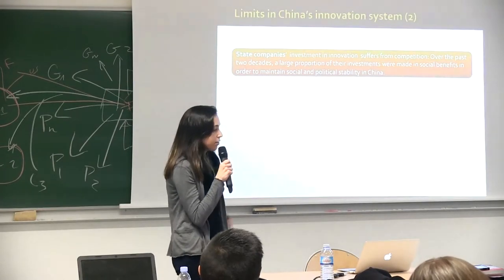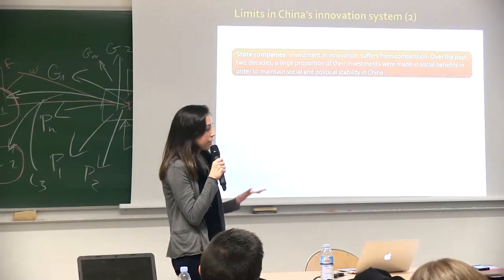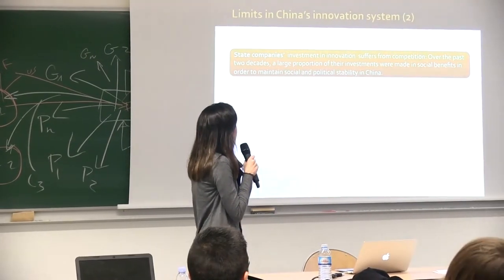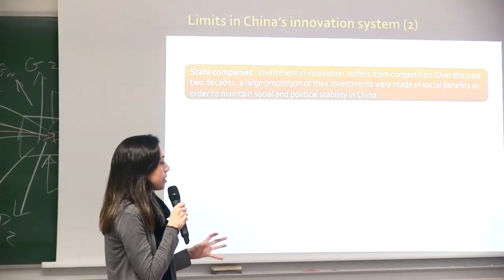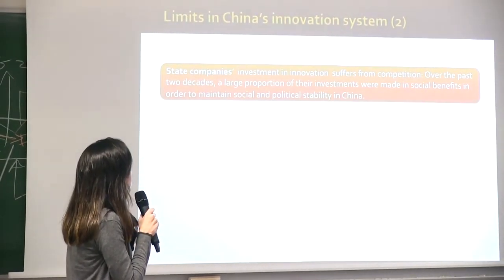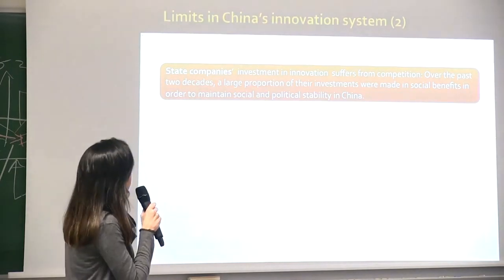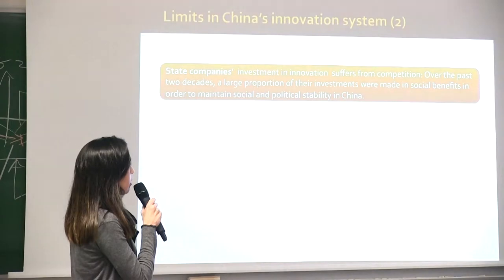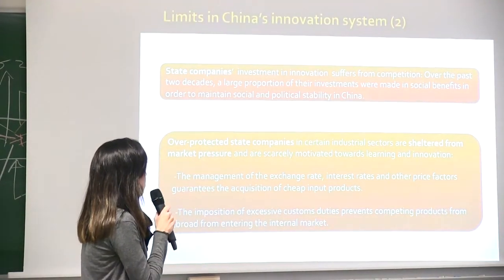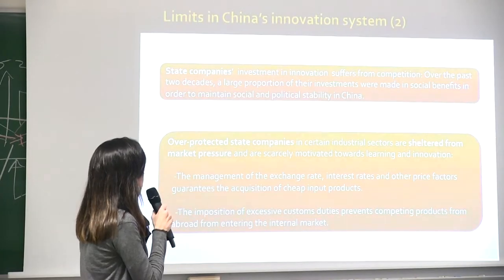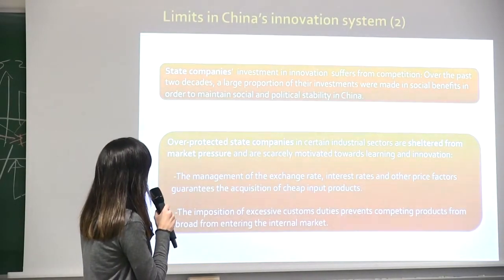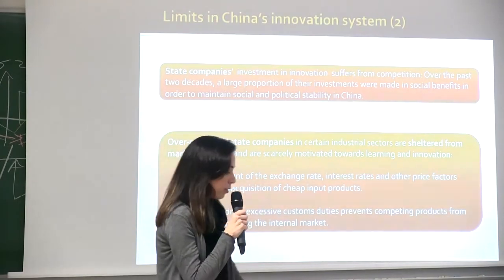Although state companies have easier access to financial resources and to public centers of research and universities, many studies point out that their innovation capacity is quite flimsy. And we are going to try to point out some of the reasons. State companies' investment in innovation suffers from competition. Over the past two decades, a large proportion of their investments were made in social benefits in order to maintain social and political stability in China. Overprotected state companies are sheltered from market pressure and are scarcely motivated towards learning and innovation. This kind of protection is made through the management of exchange rates, custom duties, etc.